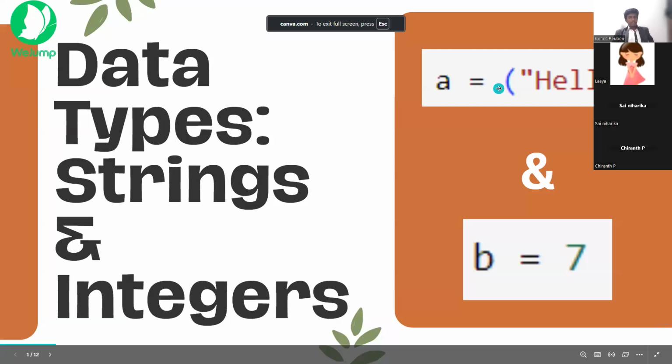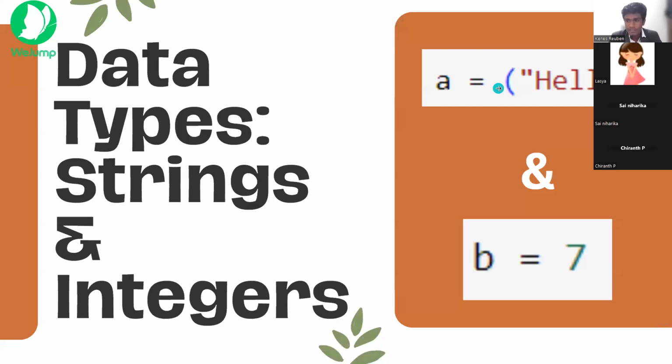As you can see on the screen, today's topic is about data types, strings, and integers. If you remember from last class, we did learn about some data types, right? We did learn about strings. Do you remember? In this class, we are going to go a bit more deep into strings and integers. These are not the only data types. We have much more, but for now, we'll just go through these two main data types.